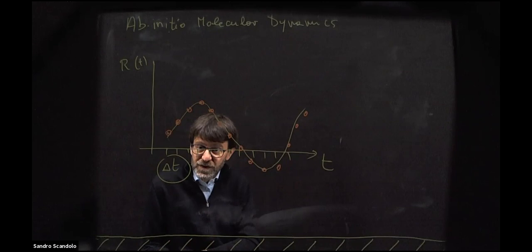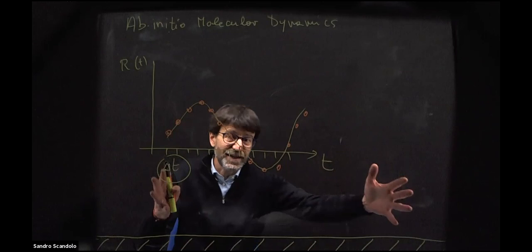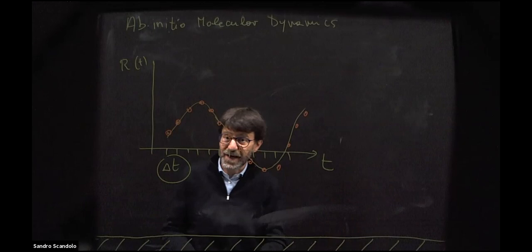So on one hand, I would like to make delta t as small as possible, tiny. On the other hand, there are some obvious considerations coming from the fact that I want to simulate a system for a given amount of time, and the given amount of time is determined by the physics of my problem, right?